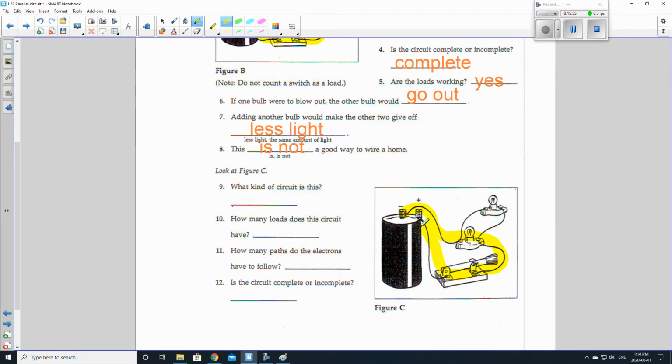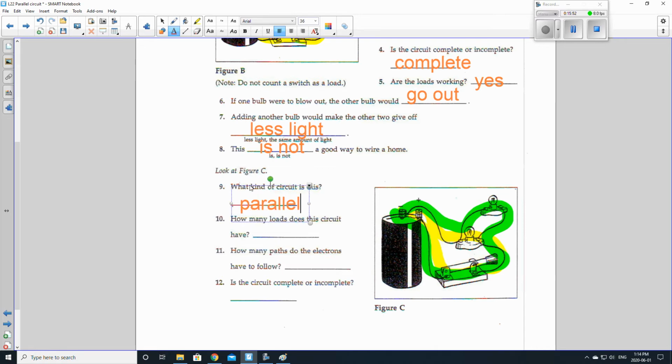Okay, so it goes around one loop right over here, and then there's also the ability to go through another loop here. Okay, so what kind of circuit is this? Well, it has two paths at least, so this must be a parallel circuit. Okay, please copy this down.